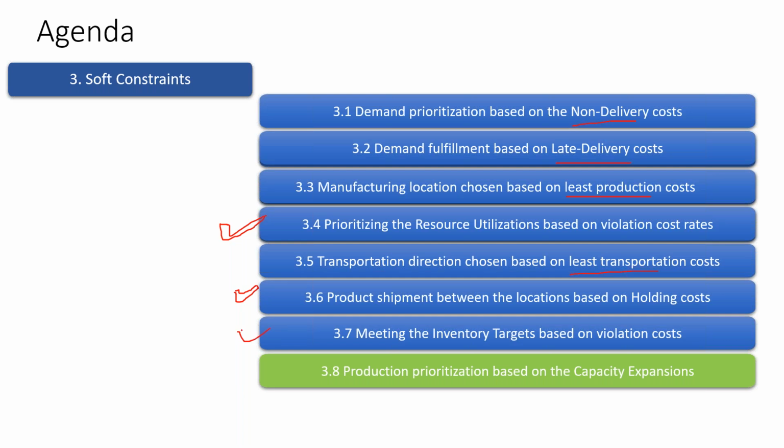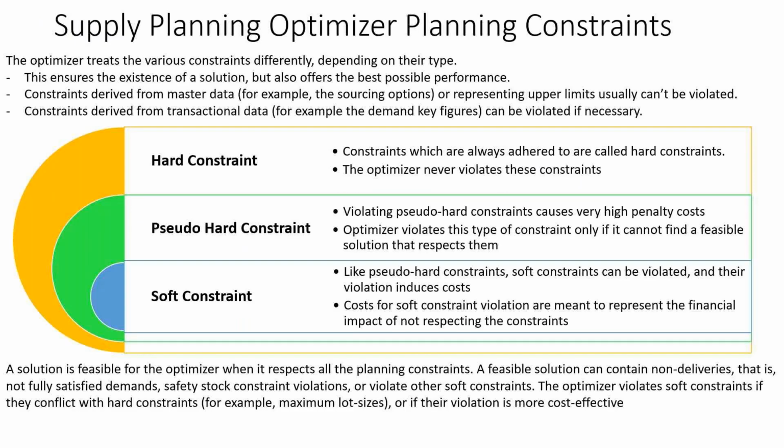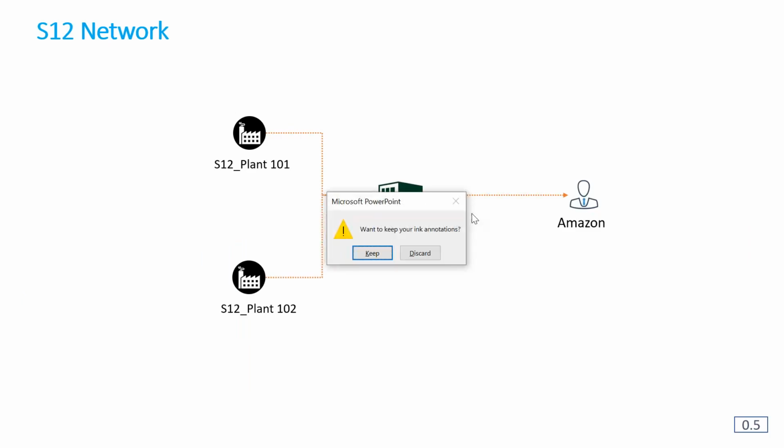Next is inventory targets. You maintain an inventory target, safety stock, and that would be met here. Inventory target usually comes from an inventory optimization module of the IBP, or the planner can manually maintain it. For this product demand variance is high, so I'll maintain a high inventory target, high safety stock, etc. Next is capacity expansion. So these are the scenarios, guys. Hard, pseudo hard, soft. Any doubts?